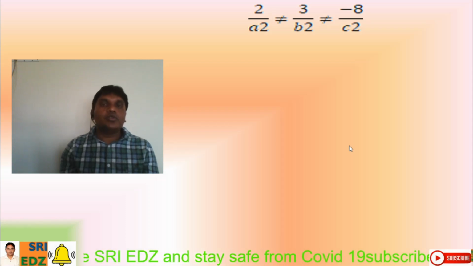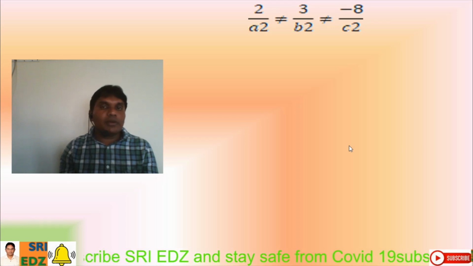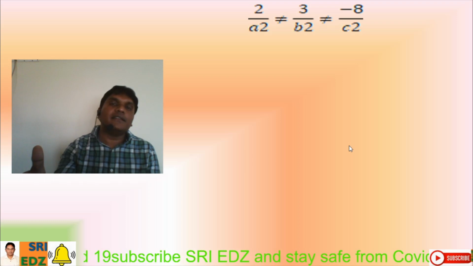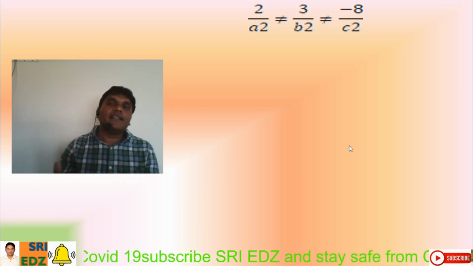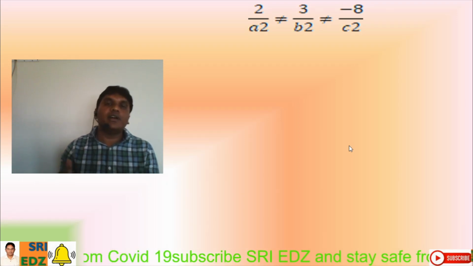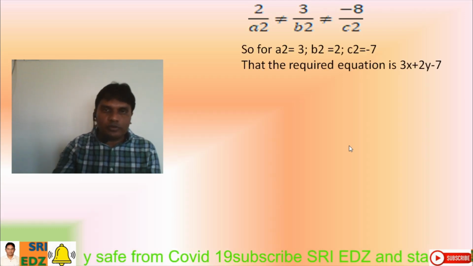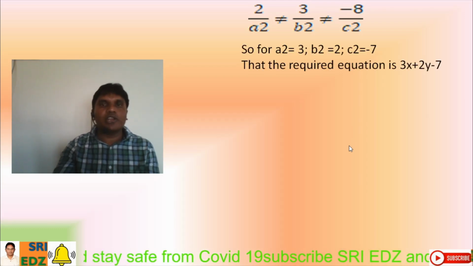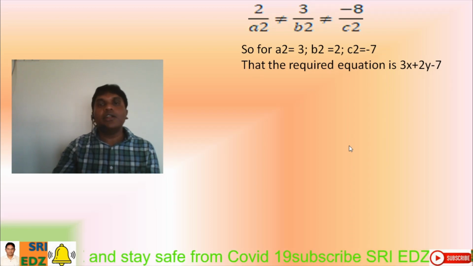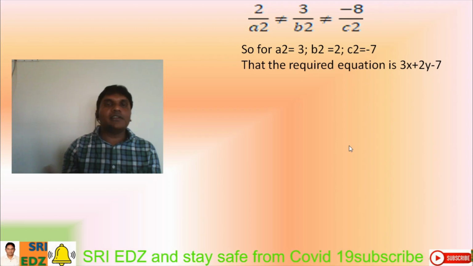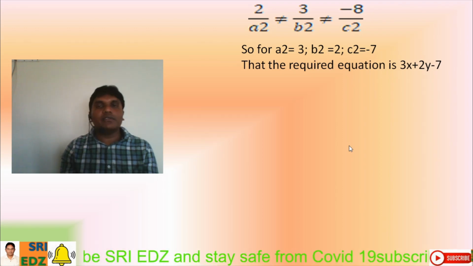So 2 by a2 is not equal to 3 by b2 means a2 value we can assume any number other than 2, and b2 any number other than 3. So I assumed a2 as 3 and b2 as 2. Then 2 by 3 is not equal to 3 by 2, so they are not equal, so that the lines will intersect.